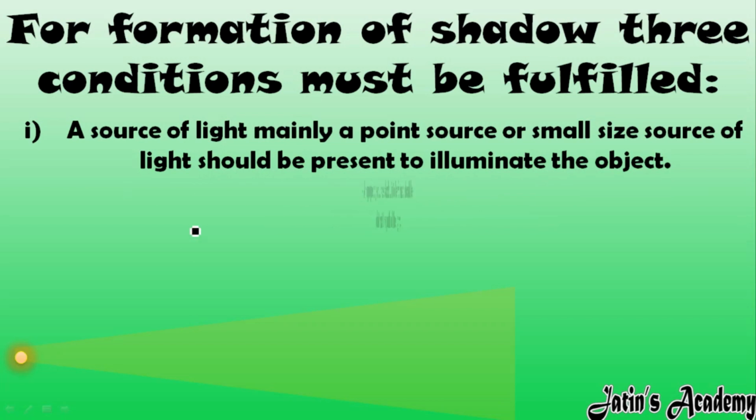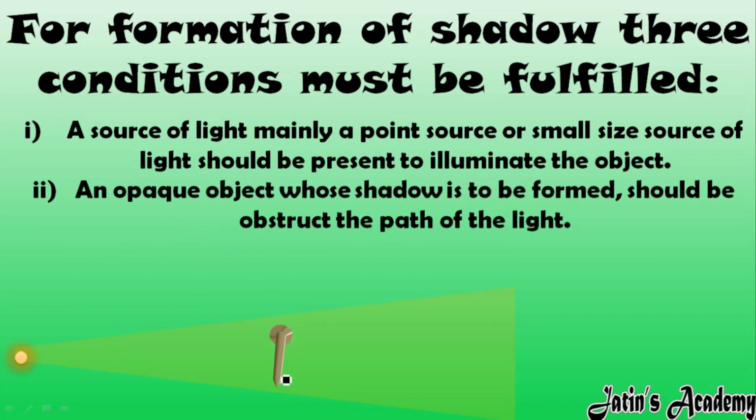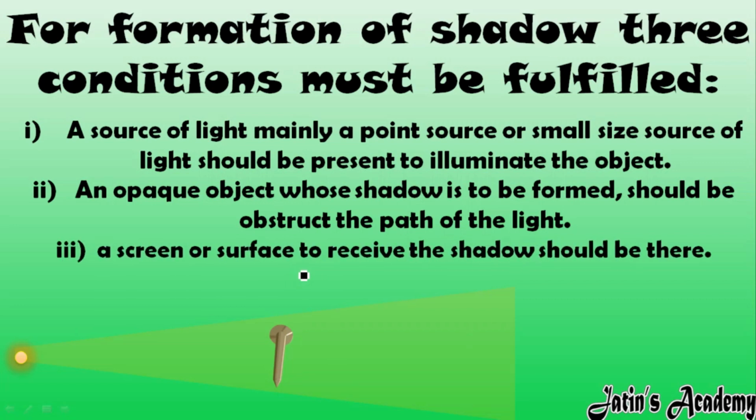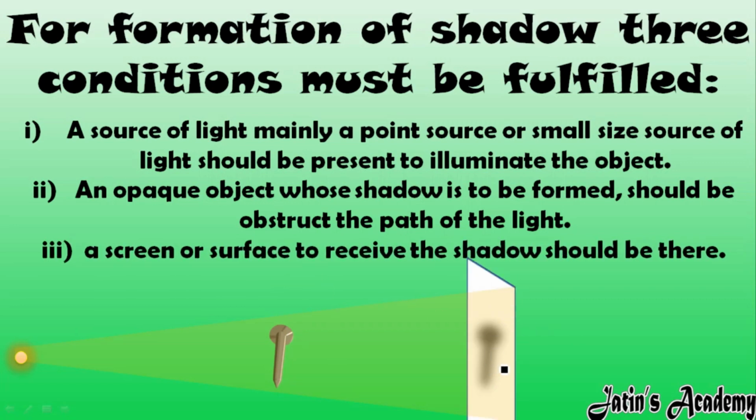The second condition is that an opaque object must be there. In between the light rays of the source of light, there should be an opaque object. That opaque object will block the light rays, and after blocking the light rays, there must be a screen where the shadows are going to form. The screen must be there. Whenever the opaque object blocks the light from the source of light, the blocking of the light rays will cast a shadow on a screen. So three conditions must be fulfilled. Only with these three conditions will a shadow form, otherwise no shadow is there.